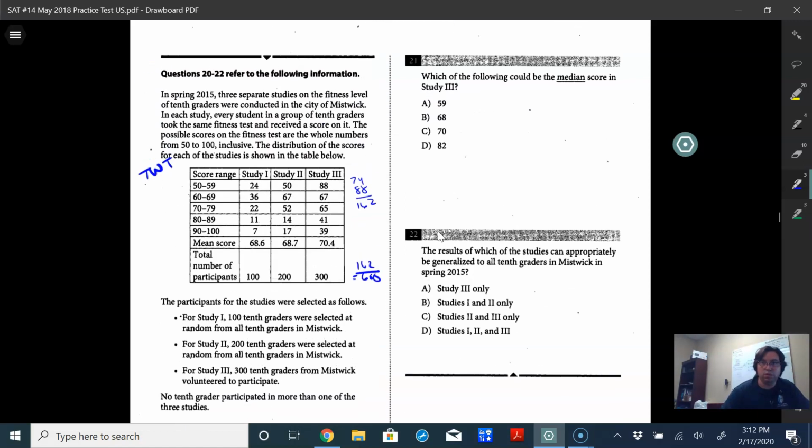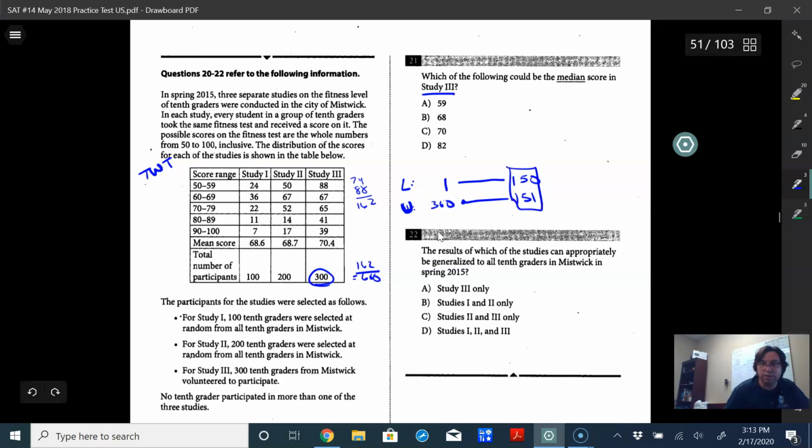Okay, so let's look at number 21. Which of the following could be the median score in study 3? That's the key point, study 3, and study 3 has 300 participants. Now remember, we're talking about the median on the SAT. We want to look for the middle values, so we can split these. The lower half is going to be 1 through 150 because there are 300 of these folks, and then we have 151 through 300, which makes the upper half.